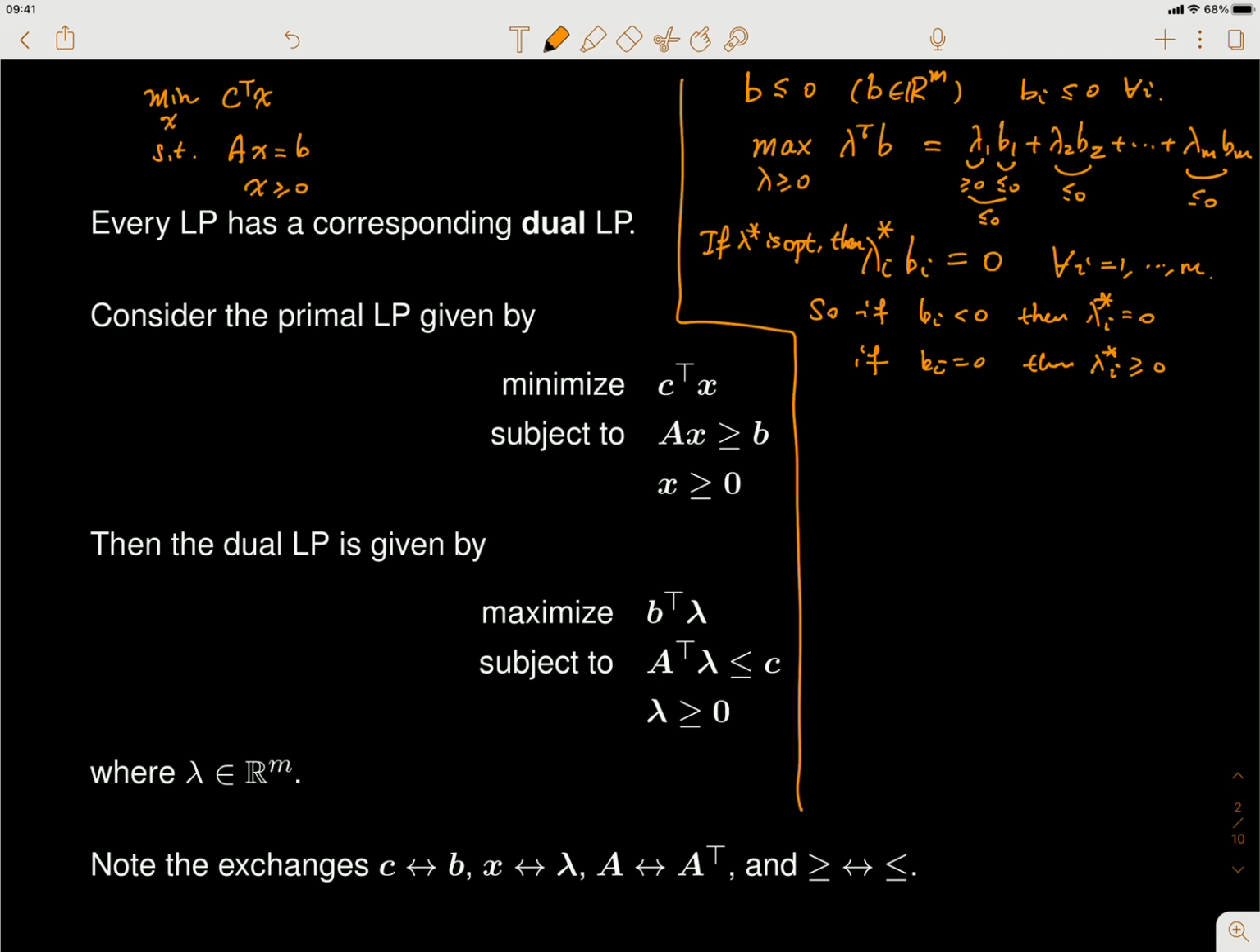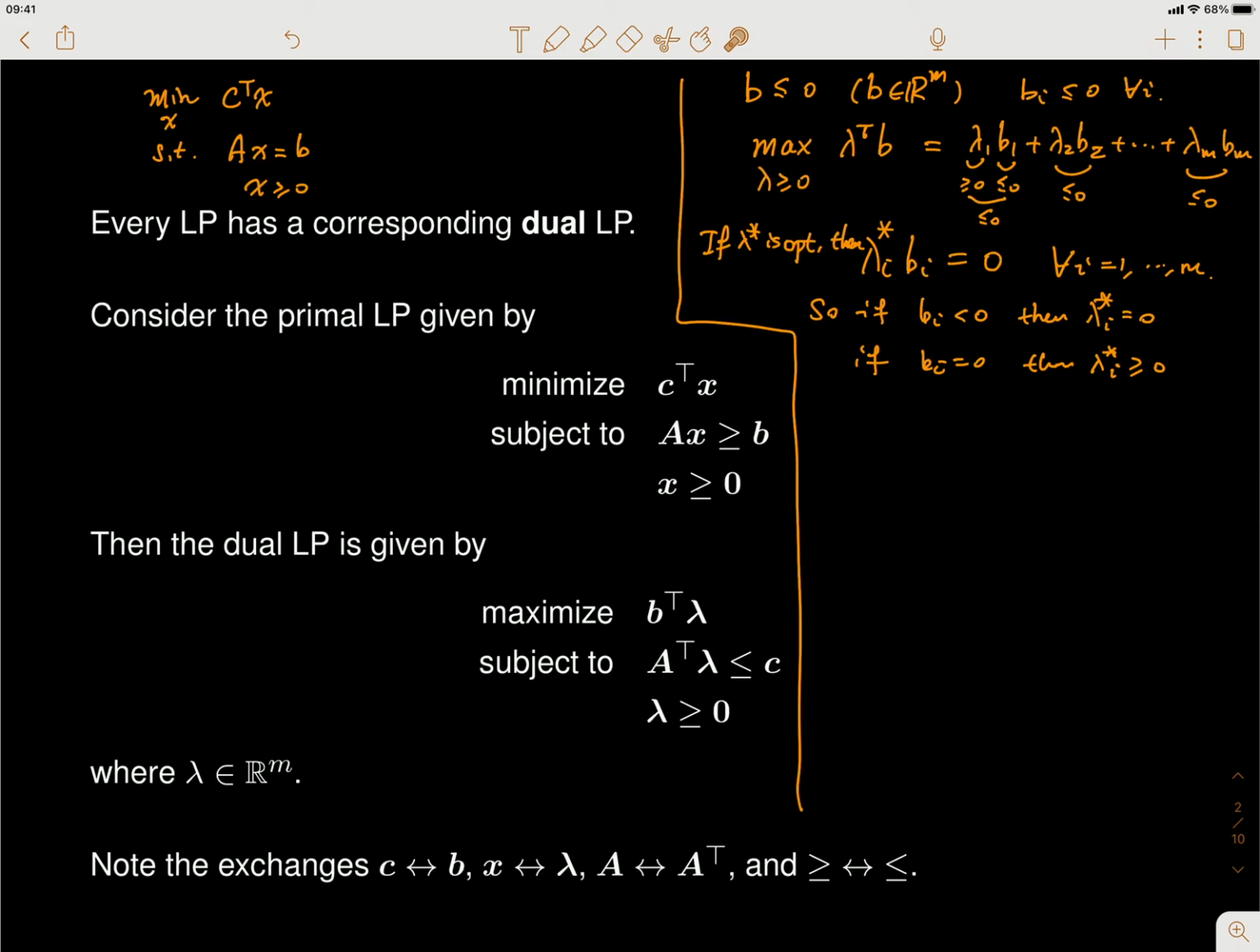Now let's look at what the objective function value is. As we said earlier, the optimal objective function value will be equal to 0, because if I set my corresponding lambda i in this way, then we can guarantee that all these lambda i bi products are equal to 0. That means all of these terms are equal to 0, and so the objective function is 0. That is the case where b is less than or equal to 0.